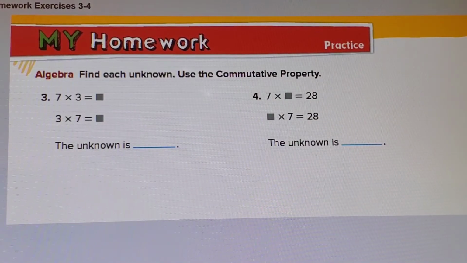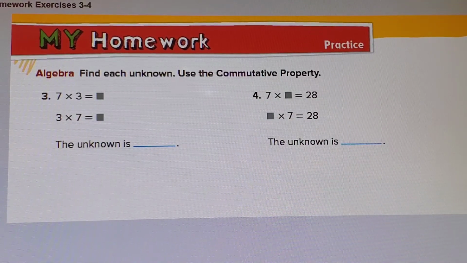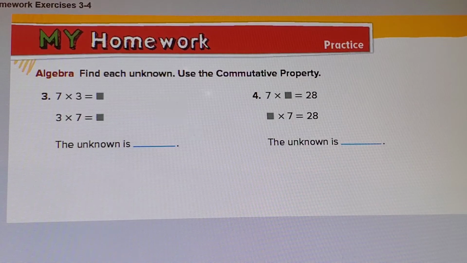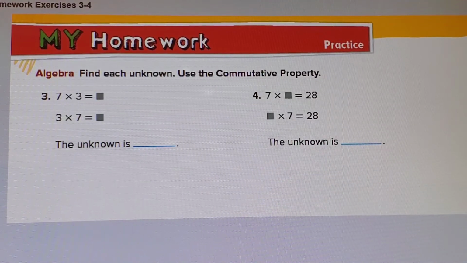My homework: algebra. Find each unknown. Use the commutative property. 7 times 3 equals unknown. 3 times 7 equals unknown. The answer will be the same for both. On number 4, 7 times unknown equals 28. Unknown times 7 equals 28. The unknown will be the same for each one of those because you're using the commutative property.